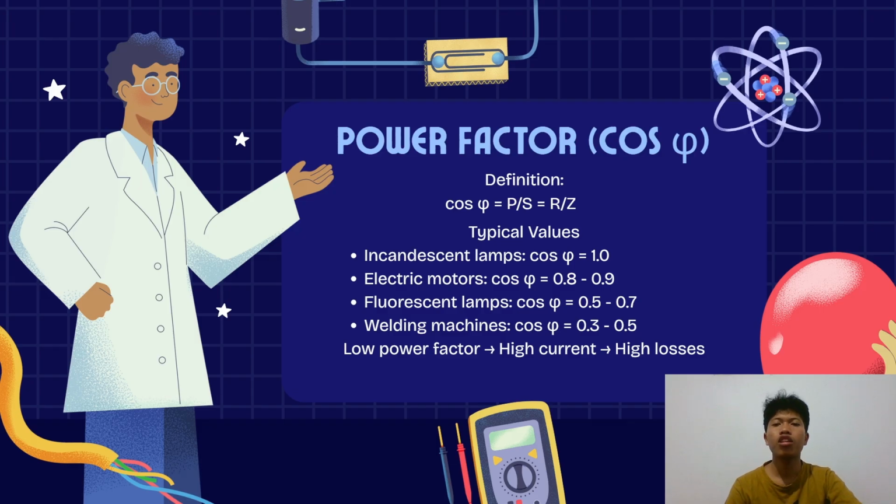Power factor, or cos phi, definition is cos phi equals P per S equals R per Z. Typical values: incandescent lamps cos phi equals 1, and electrical motor cos phi equals 0.8 to 0.9. In fluorescent lamp cos phi equals 0.5 to 0.7. In welding machine cos phi equals 0.3 to 0.5. Low power factor leads to high current, which leads to high losses.